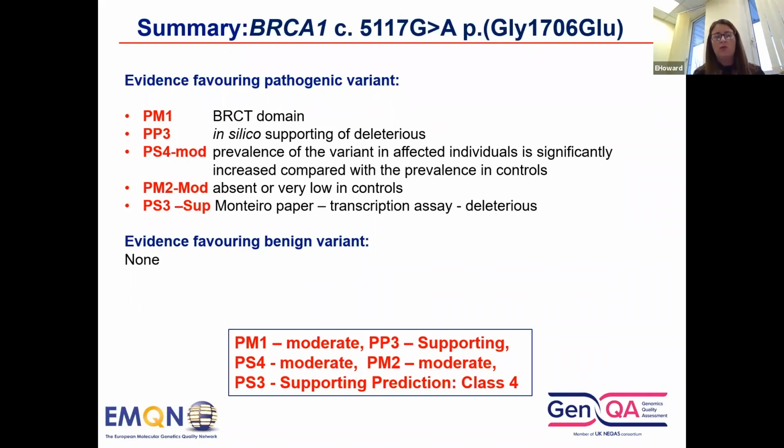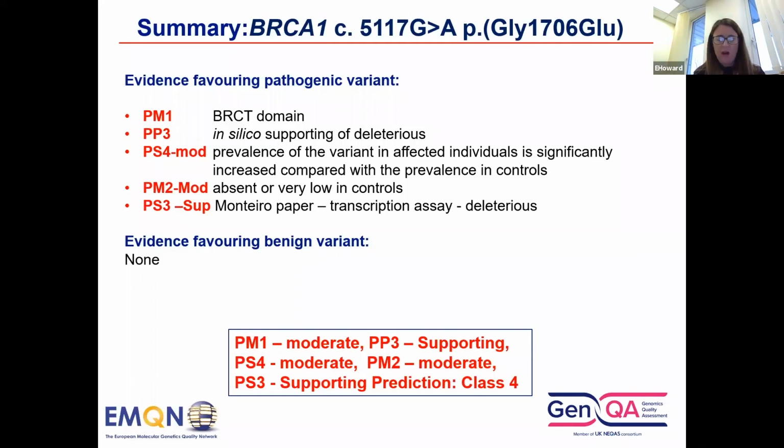So if I just walk you through why I've chosen these, and I'll just talk around them. So first of all, PM1: it is in a hotspot domain, and because it's in the BRCT domain, which is a very highly functional domain in BRCA and well documented with functional assays, I was able to apply a moderate piece of evidence there. Like I said on the previous slide, the in silico evidence was supportive of it being deleterious, so we could apply a supporting piece of evidence there.